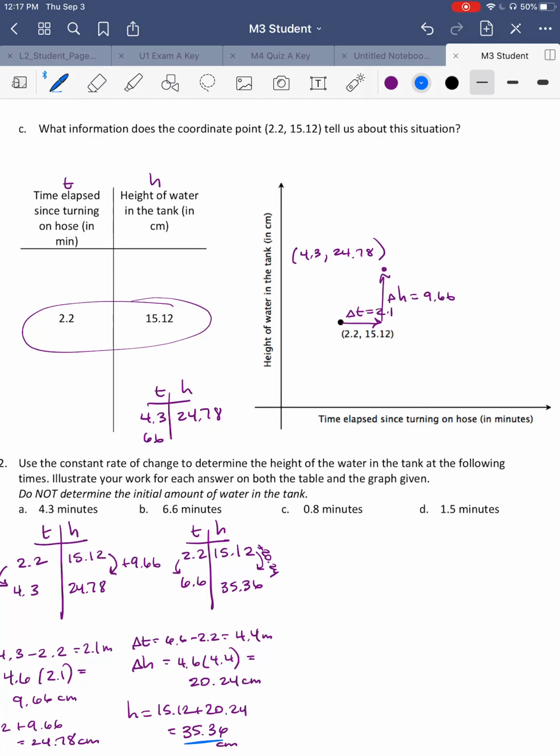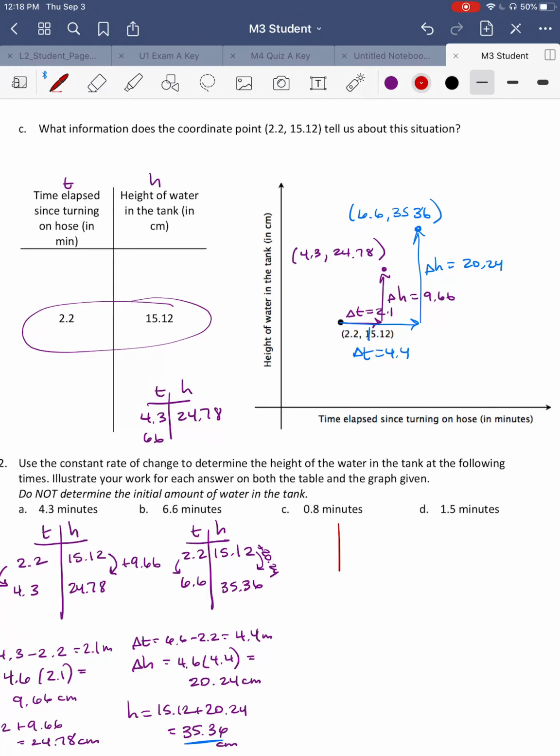I could go out here and say, well, I could have done this, and I'm going to end up with something like this here, where this is like my change in time of 4.4 minutes. This is my change in height of 20.24 centimeters, and then that gets me my new point at 6.6 minutes, comma, 35.36. Oops, 36. Okay, that's kind of what that is. So I could continue on. Now notice here that this 0.8 minutes is before my reference time.